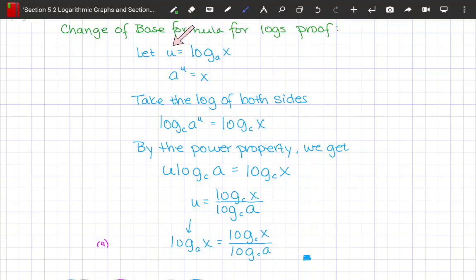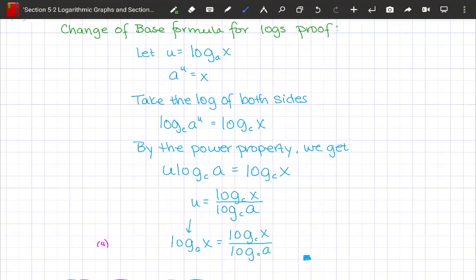Again, I'm just going to start by defining this log here. And if I rewrite it using exponents, I have a to the power of u is equal to x. Now I'm going to take the log of both sides. And I'm just going to use a generic base. This is no base in particular, so I put log base c in front of this and log base c in front of the right-hand side, and I wind up with this. But remember, we just learned about the power property.